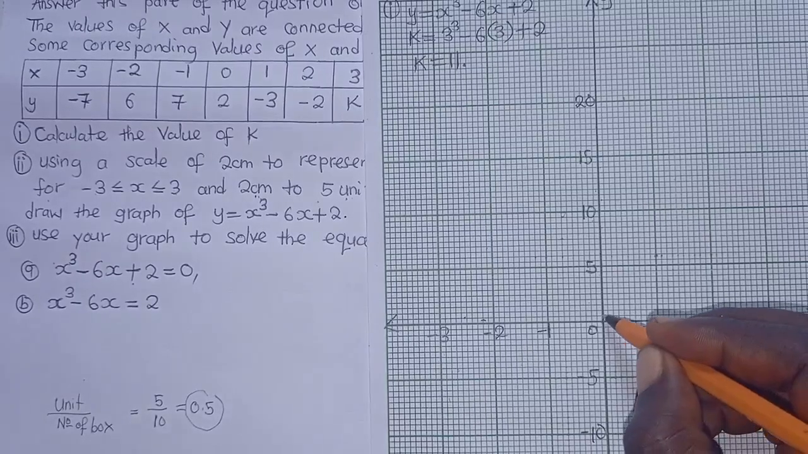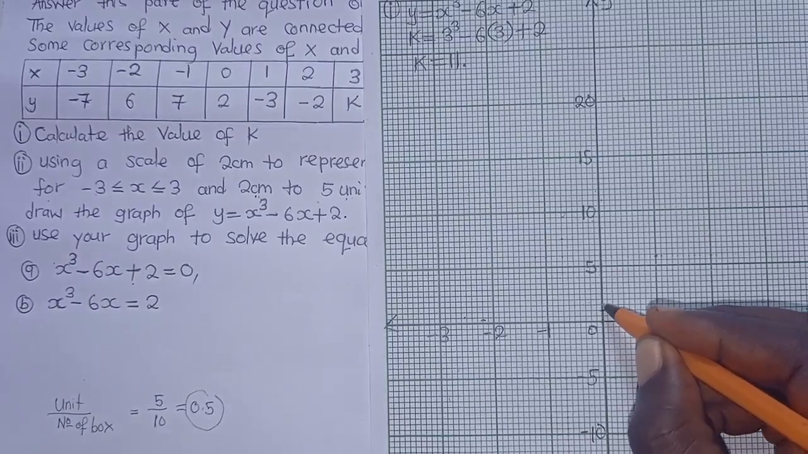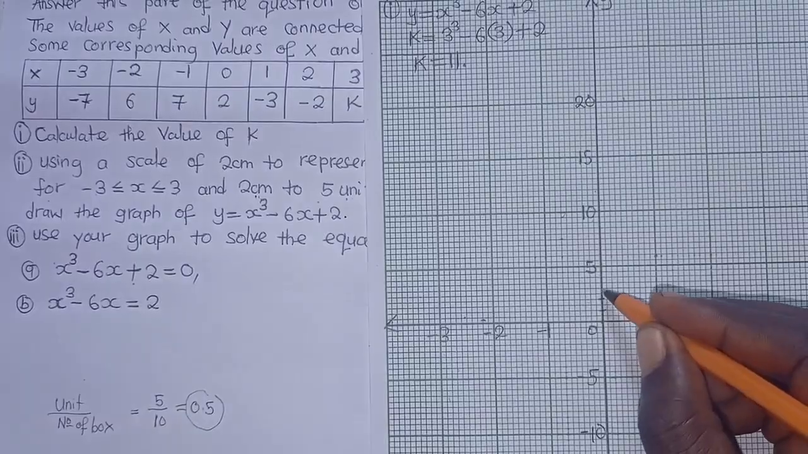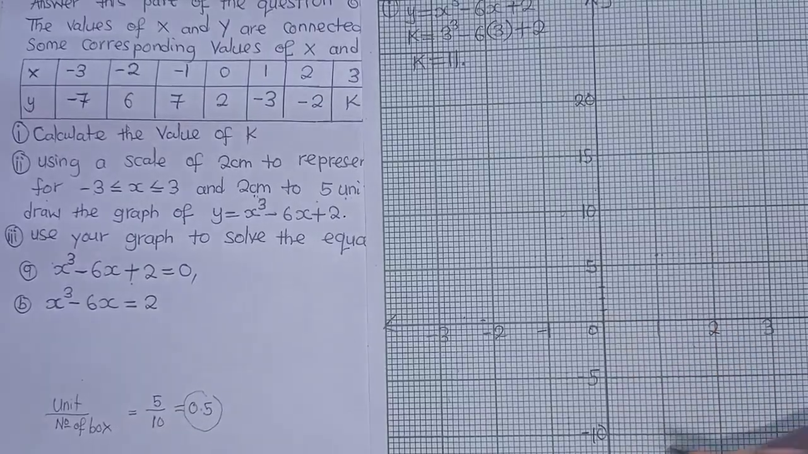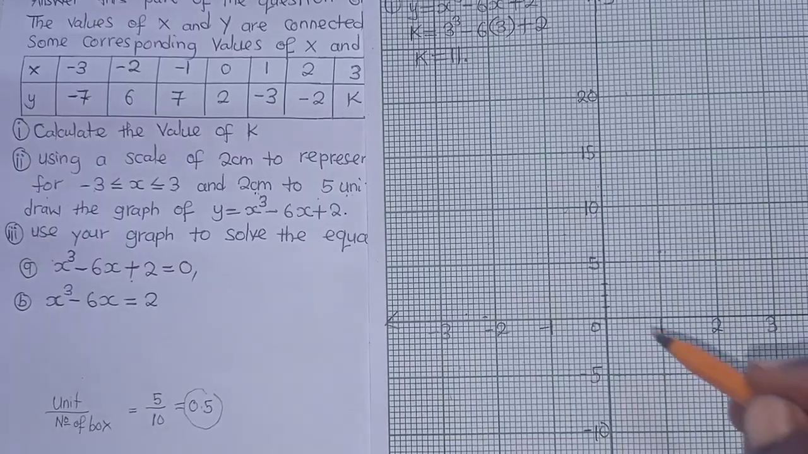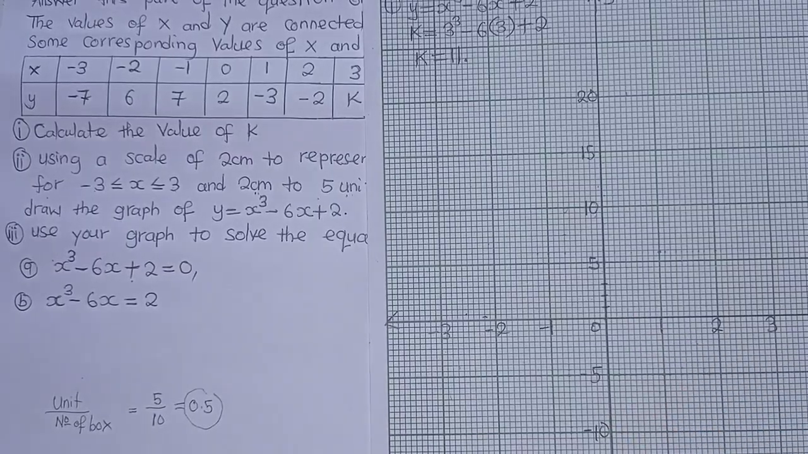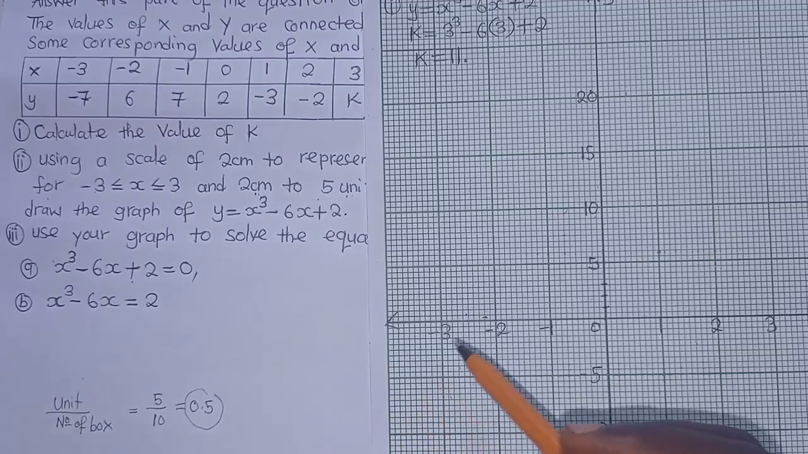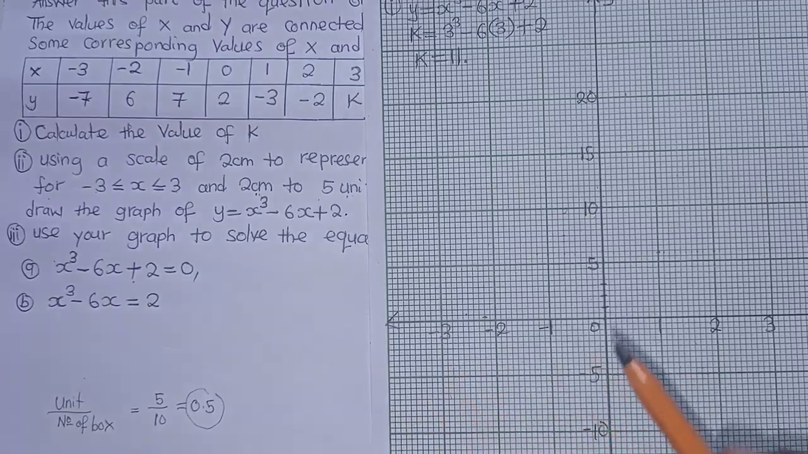So 1, 2, this is 1. 1, 2, this is 2. Have you seen? This is how it is. So counting 2 small boxes, that is 1, because 1 box is 0.5. So if I have 2 0.5s, that is 1. So for negative 3, negative 7, negative 3 is here, then negative 7.